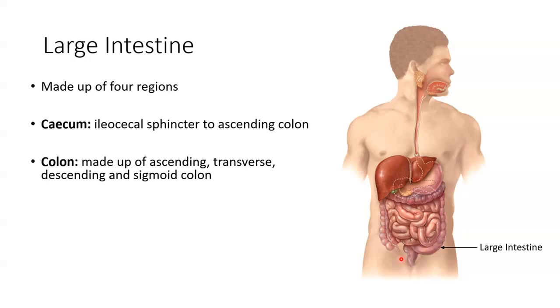We then have the colon, and the colon is made up of 4 different sections. We have the ascending colon, which, as the name suggests, ascends or goes up along the right side of the body. The transverse colon runs horizontally under the liver and the stomach here. We then have the descending colon, which moves down the left side of the abdominal cavity. And then this last portion here is our sigmoid colon, which is kind of curved and shaped a little bit like an S.